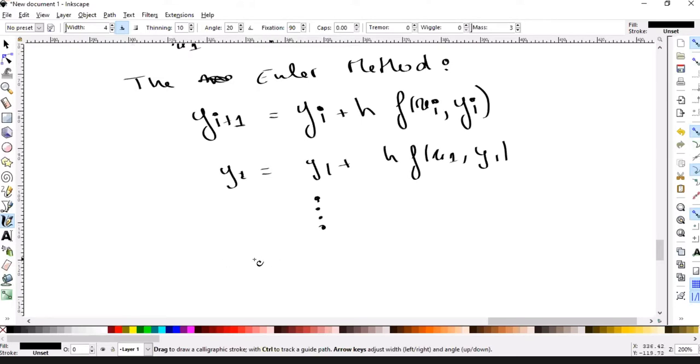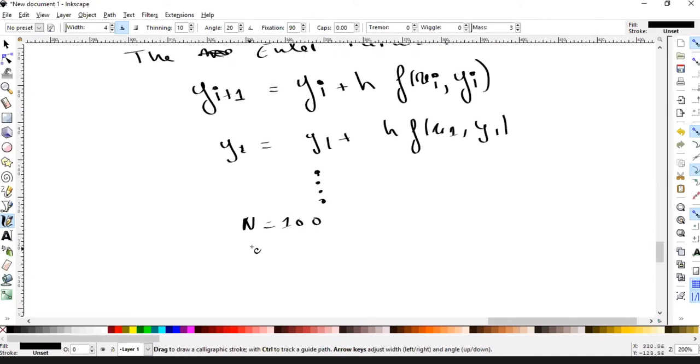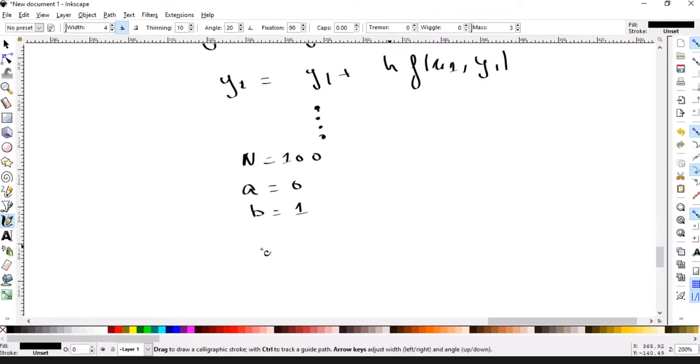So you define, for example, n equals 100, the number of points. You define your interval, for example, a equals 0, b equals 1. You define the vector x. And you define h, which is the sub-interval size, b minus a over n.